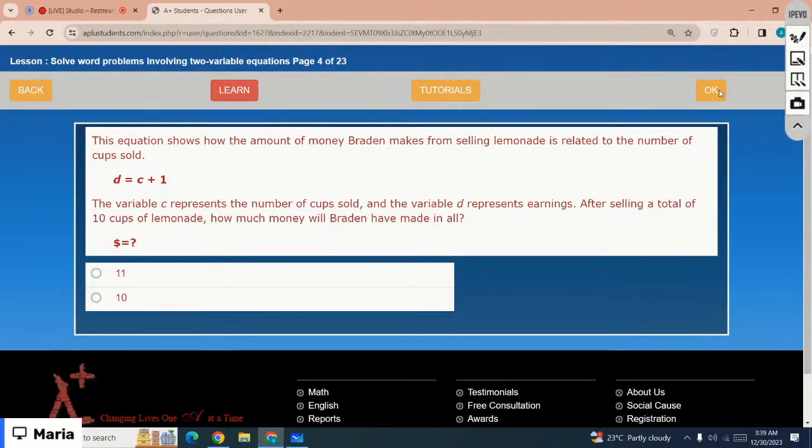You have to replace the variable C with 10, right? So the correct option is 10 plus 1, and 10 plus 1 equals 11. So the correct option is 11, right? The correct option is 11, it is.